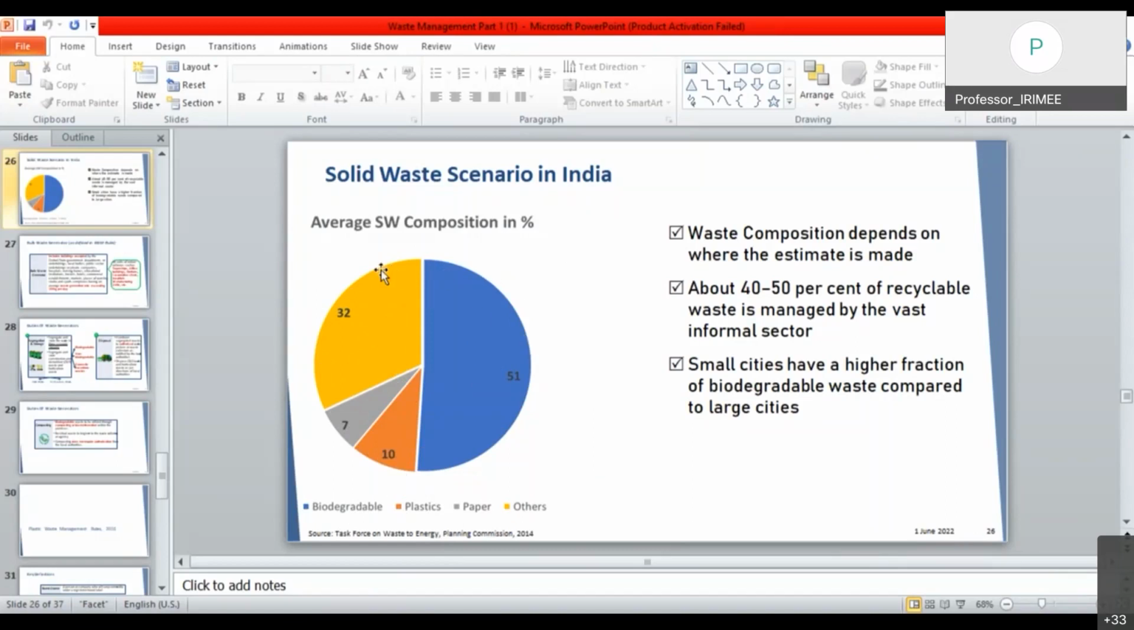But this composition of waste varies from area to area. Whether urban area or rural area, their percentage will change. Waste composition depends where the estimate is made. About 40 to 45% of the recyclable waste is managed by vast informal sector. Small cities have a higher fraction of biodegradable waste compared to large cities.